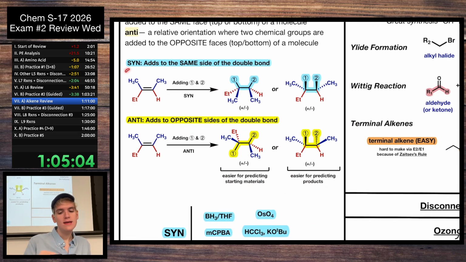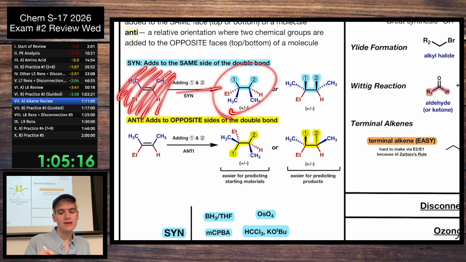So, like syn, if you're writing your product for either of these, it's easiest to put your things on wedges and dashes. But if you are trying to go backwards and see what the alkene was, you are going to have a box problem where you have to do something like this and go backwards, similar to the challenge problem on the last P set where you were doing this.